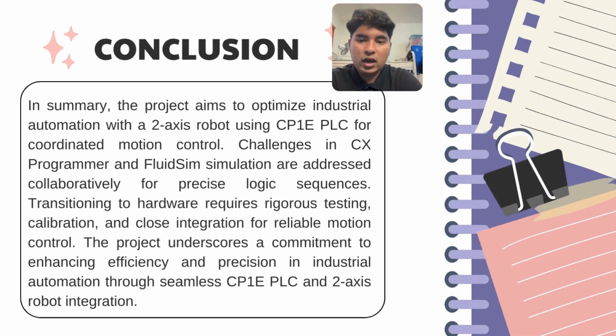Last but not least, in our conclusion, the project aims to optimize industrial automation with a 2-axis robot using CP1E PLC for coordinated motion control. Challenges in CX programmer and FluidSim simulation are addressed collaboratively for a precise logic sequence. Transition to hardware requires rigorous testing, calibration, and close integration for reliable motion control. The project underscores a commitment to enhance efficiency and precision in industrial automation through seamless CP1E PLC and 2-axis robot integration.